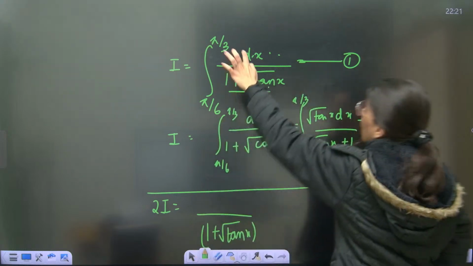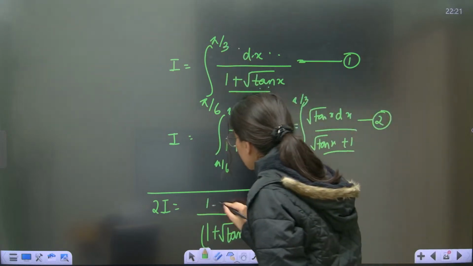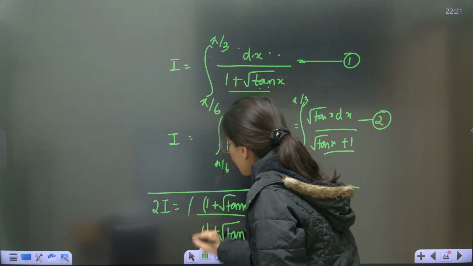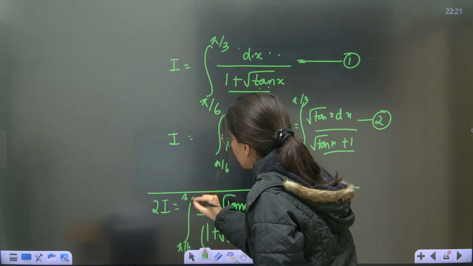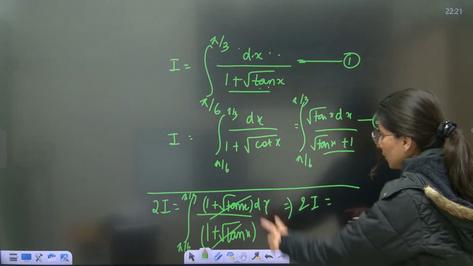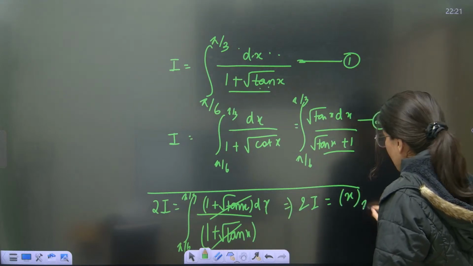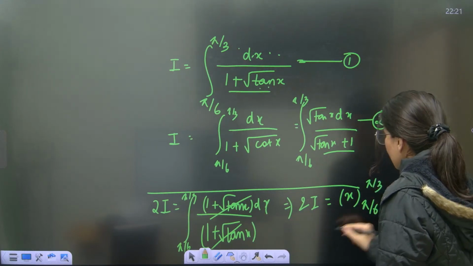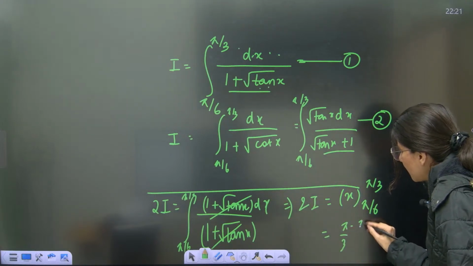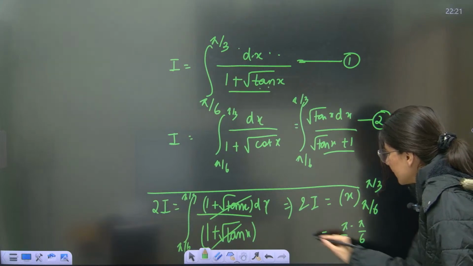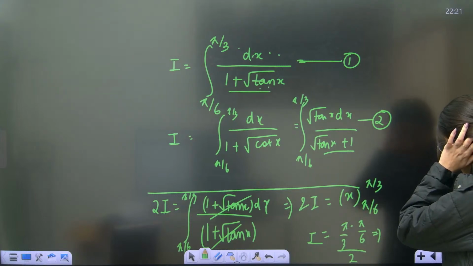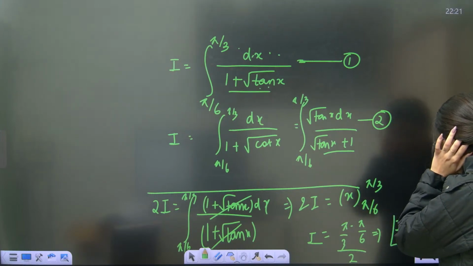Okay. And if you add 1 and root tan x, 1 plus root tan x will be right here. And this is dx, upper and lower limit pi by 6, pi by 3. This is cancelling out. So 2I is equal to the integration of x, pi by 6, pi by 3. And integration of 1 is x. Pi by 3 minus pi by 6 by 2 is the value of integration. So this is nothing but pi by 12 is the value of I.